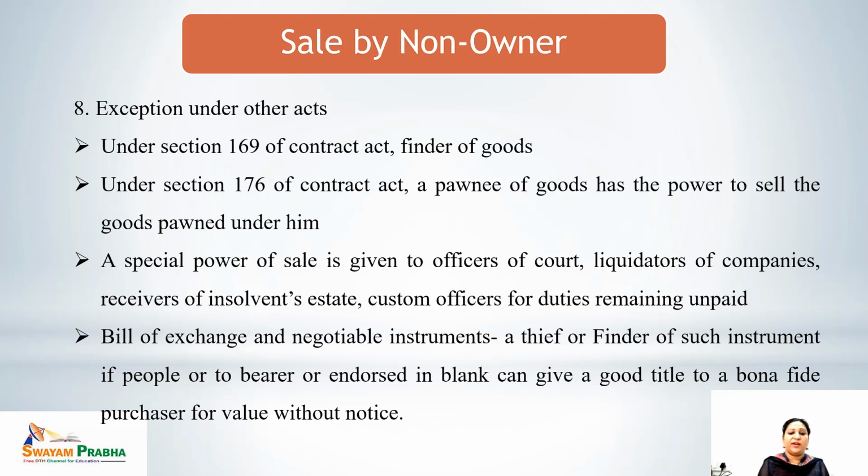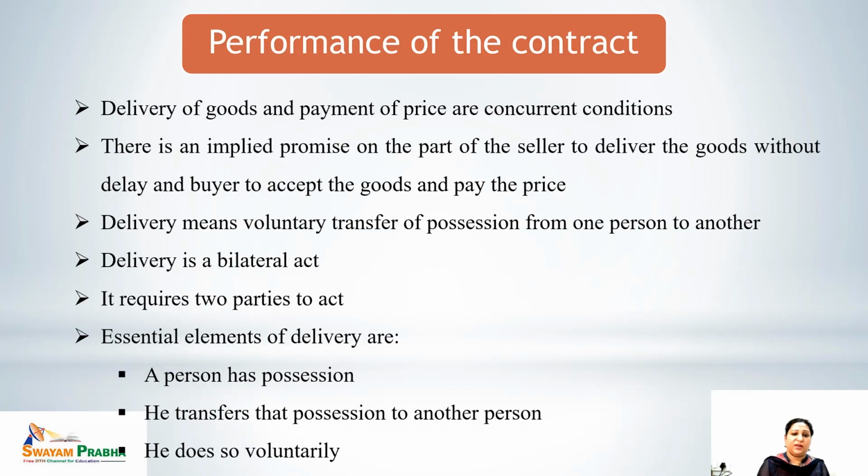Bill of exchange and negotiable instruments, for example: a thief or finder of such an instrument, if it is payable to bearer or endorsed in blank, can give a good title to a bona fide purchaser for value without any notice, because these are negotiable instruments. This is the property of the person who found them. So all these are the 8 cases or 8 exceptions in which a sale by a non-owner is treated as a valid sale.